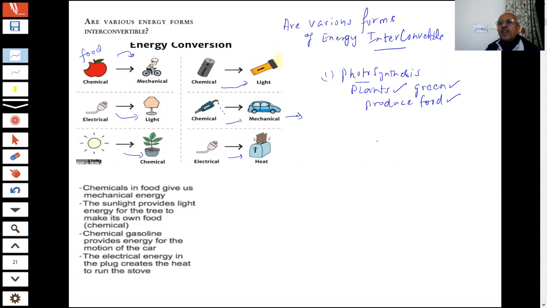All types of conversion: heating devices, electrical energy into heat energy, and your washing machine is working, electrical energy, then mechanical, rotation is going on, clothes are being rotated, mixer, grinder, all this you are using, one form of energy into another. So chemicals in food give us mechanical energy, sunlight provides light energy for the tree to make its own food, and chemical gasoline provides energy for the motion of the car, and electrical energy of the plug creates heat to run it. All these are good examples of various forms of energies that can be interconverted. Okay, students?